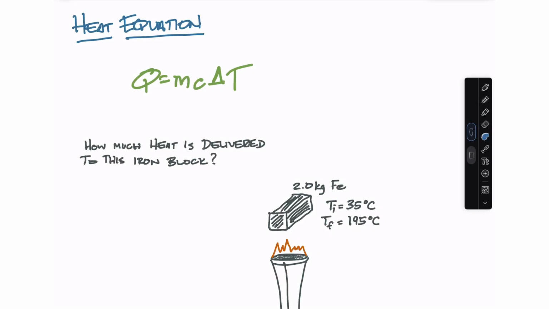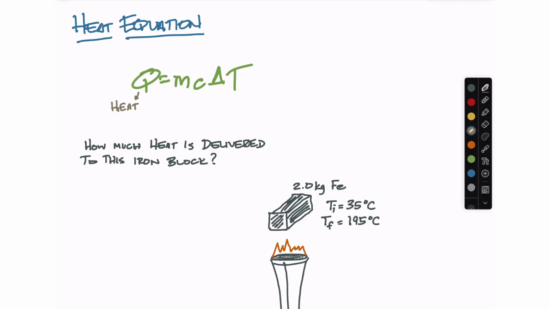All right, let's take a look at this equation known as the heat equation. See how it might be useful in our calculations. Notice in this equation that we have four variables. The first one, Q, stands for the quantity of heat. So Q for quantity of heat.